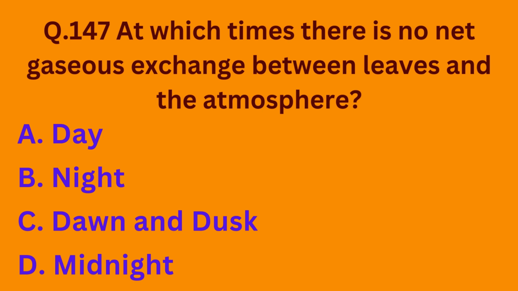Question number 147. At which times there is no net gaseous exchange between leaves and the atmosphere? Option A day, option B night, option C dawn and dusk, option D midnight. The correct option is option C. There is no net gaseous exchange between leaves and the atmosphere in the dawn and dusk.